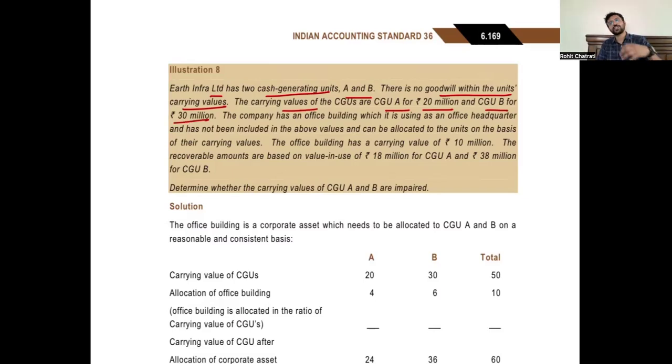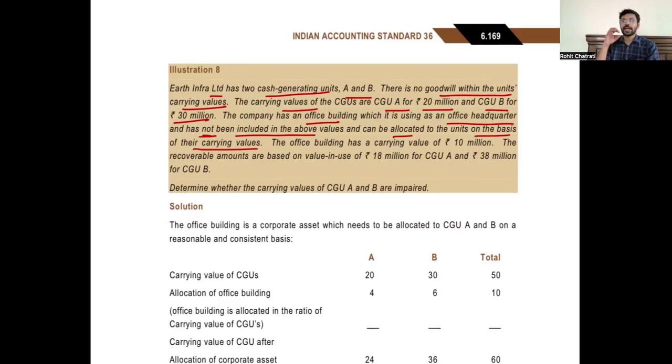So within CGU A, let's say there are 5 assets. The aggregate carrying amount of those 5 assets is 20 million. In the same way, in CGU B, let's say there are 7 assets. The carrying amount of all those 7 assets together is 30 million. The company has an office building which is used as the office headquarters and has not been included in the above values. It can be allocated to the units on the basis of their carrying value.